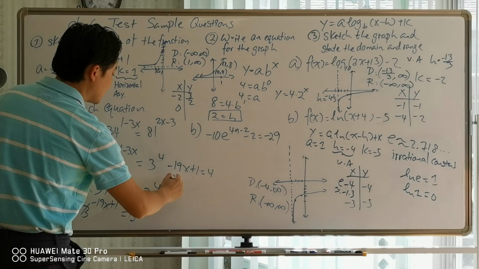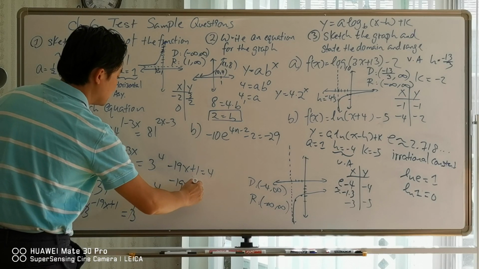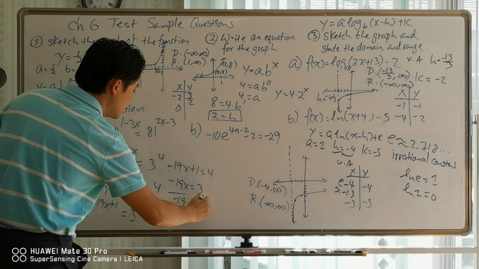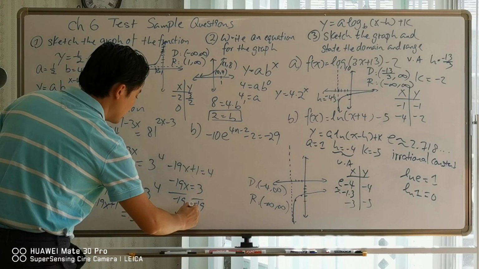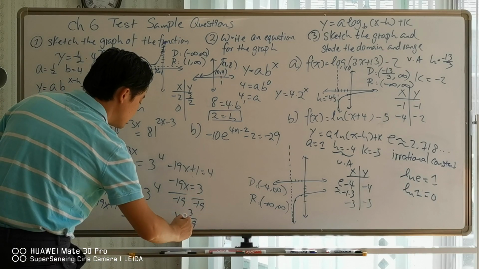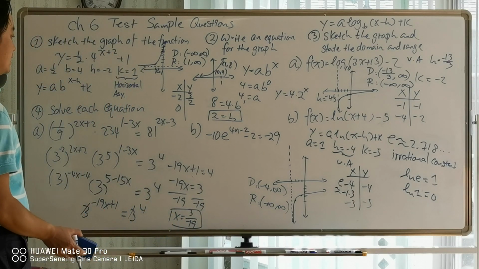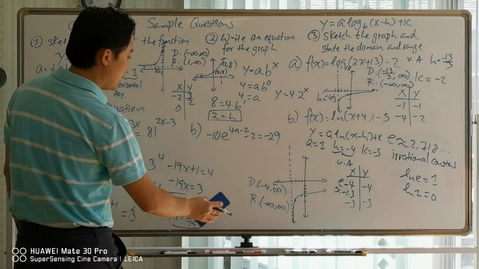And then solve for x. So negative 19x, so that equals 3. And then divided by negative 19 both sides. So x equals 3 over negative 19. Okay, so that's the exponential equation. And now let's do another one.